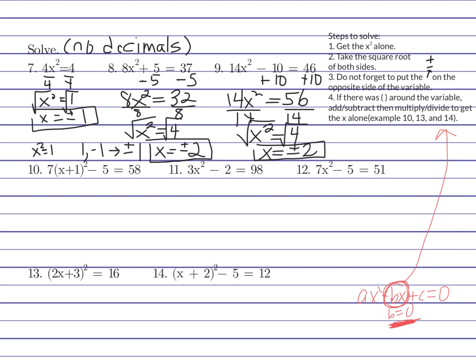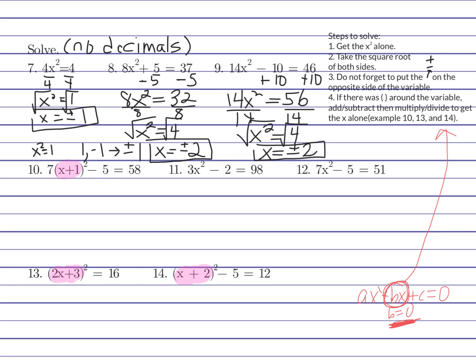Number 10, what I'm trying to get alone is this. And on number 13, I'm trying to get this alone. And on number 14, I'm trying to get this alone. So get the x squared alone. That's what is squared, that x plus 1, 2x plus 3, and x plus 2. So don't forget that you're trying to get your x squared alone.